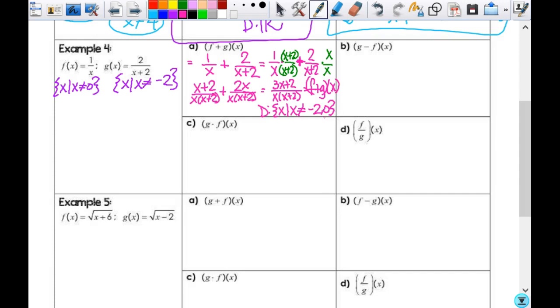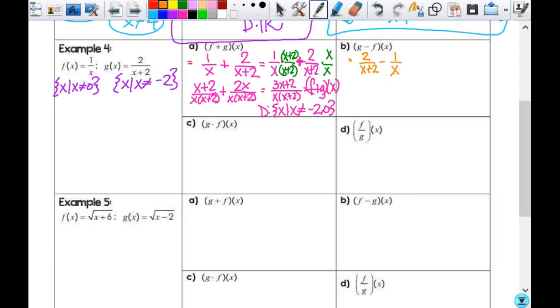Okay, everybody with me so far? Maybe? Okay, so let's try this next one. Now we're going to subtract. So g of x is 2 over x plus 2 minus f of x, which is 1 over x.